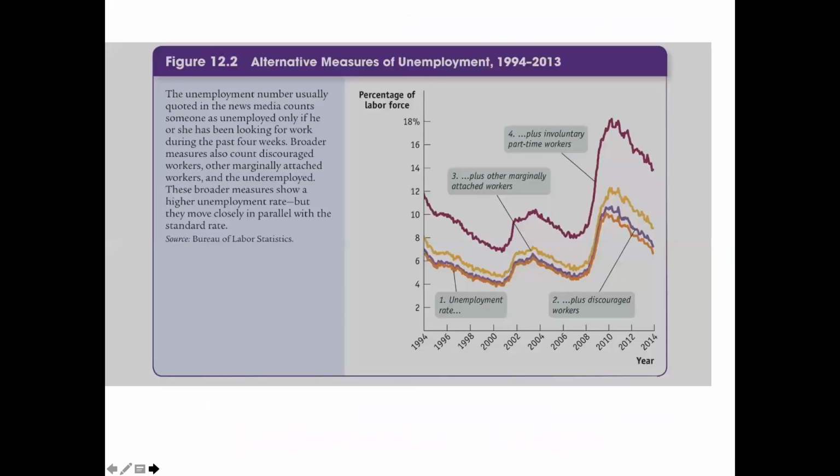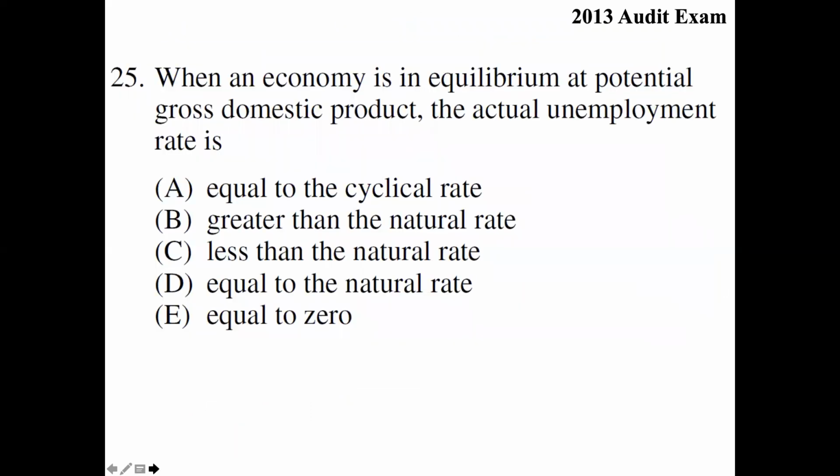This is a diagram from Krugman, so there are other versions of it. You can see the main unemployment rate here, and then you can include different groups if you want to get other information to help you understand what's going on in the economy. Okay, last practice question here. Go ahead and pause the video, see if you're getting it and you're getting more comfortable with this language.